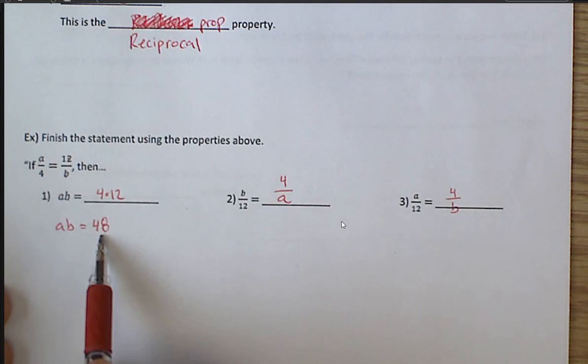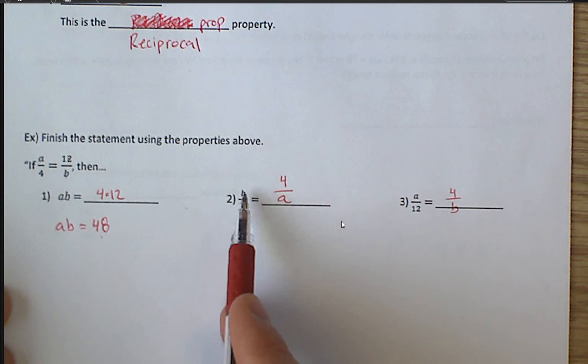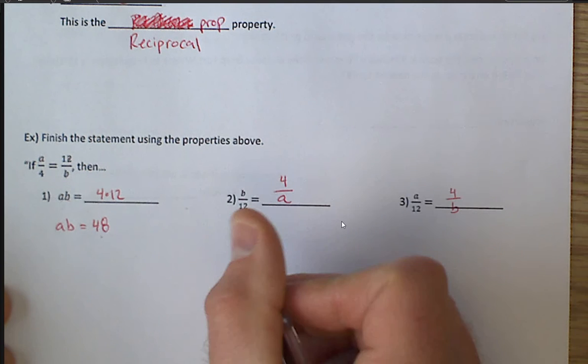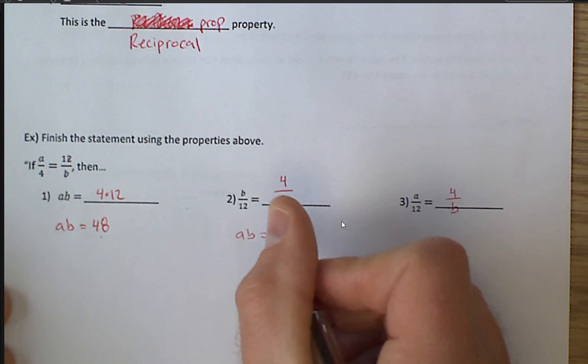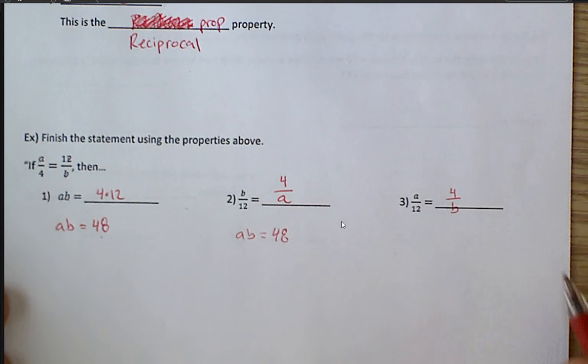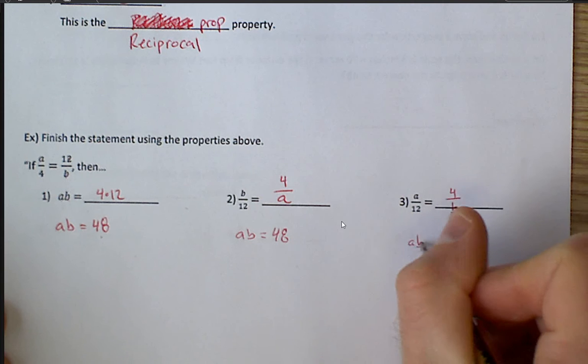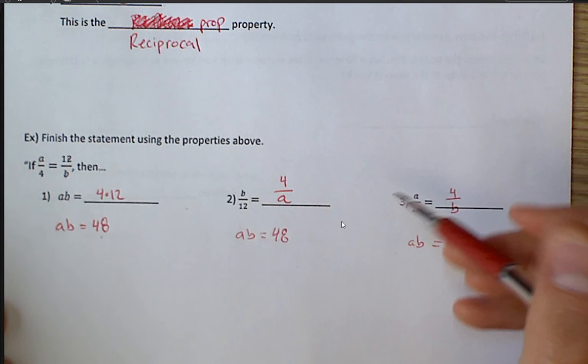Take a look at number 2. If we were to cross multiply here, b times a would be ab. What's 12 times 4? 48. Look at number 3. What's a times b? A times b is a times b. 12 times 4 is 48.